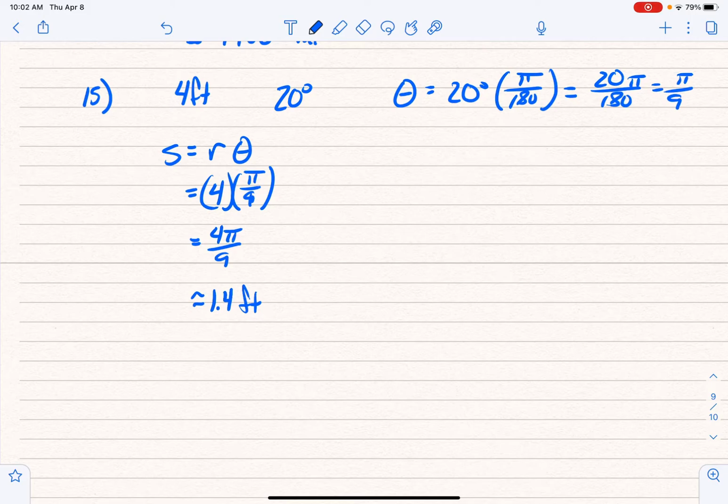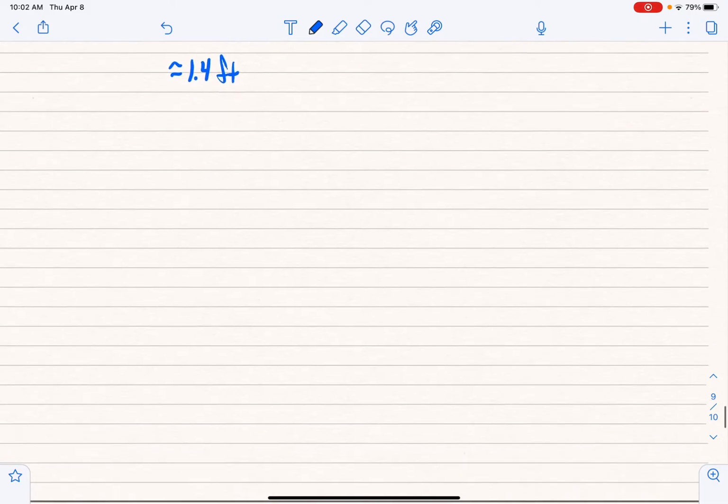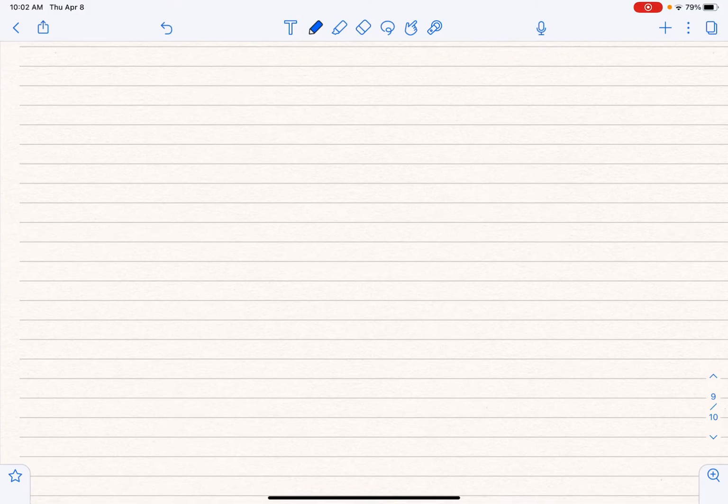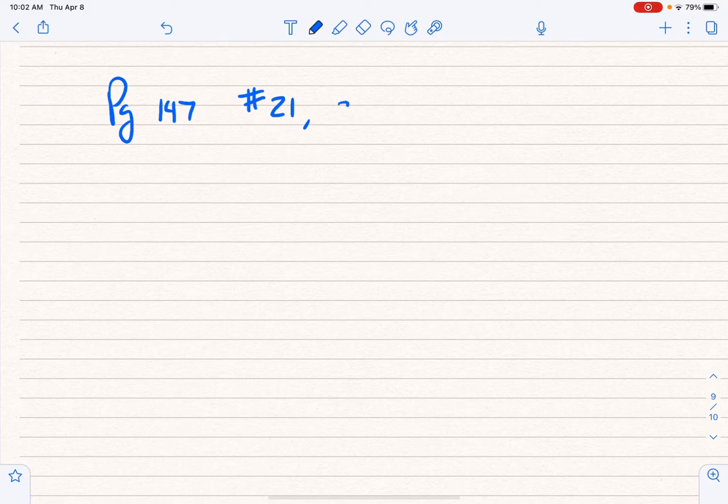What I'd like you to do is try 2 other ones, okay? So what we're going to do is look at the next page, and I want you to try number 21 and 27. 21 has to do with the diameter of the moon. So we're looking at the next page, page 147. I want you to try 21, and I want you to try 27. 27 has to do with the Ferris wheel. 21 has to do with the diameter of the moon. Both of them have to deal with arc length. So go ahead and give those 2 a try, and in about 10 minutes, we can start up this video again. So we can pause it right now.